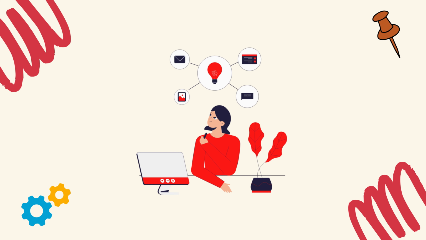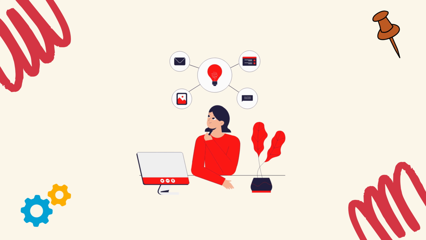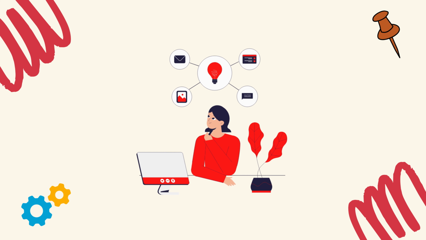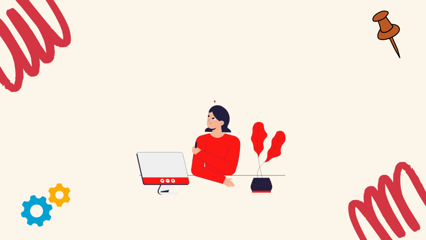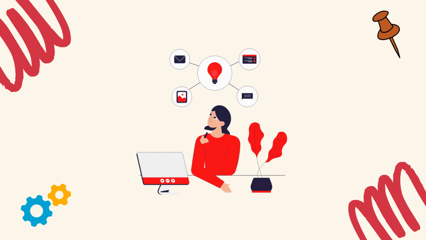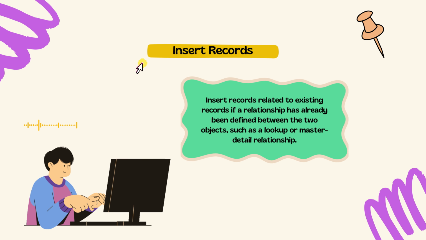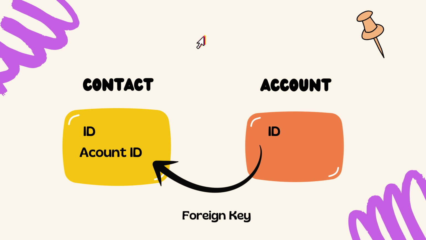Now, let's dive into working with related records. You can insert, update, and delete records related to each other through relationships. If a relationship is defined, a record can be associated with a related record through a foreign key ID. You can insert records related to existing records if a relationship has already been defined between the two objects, such as a lookup or master detail relationship. A record is associated with a related record through a foreign key ID.